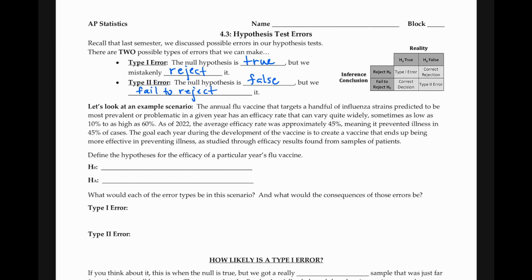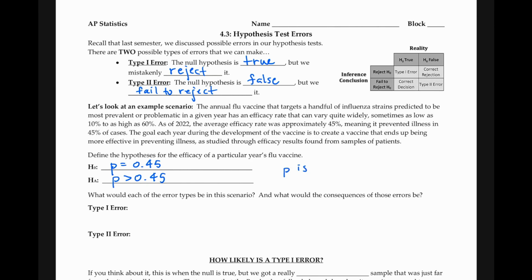Before we do that, we have to define our hypotheses here. So take a quick moment to think about what our different hypotheses for this are. For the null hypothesis, it would be that we believe the proportion of efficacy, or proportion of individuals that are getting their illness prevented, is 45% or 0.45. And our goal every year is to try to make that better. So we want a higher efficacy rate.